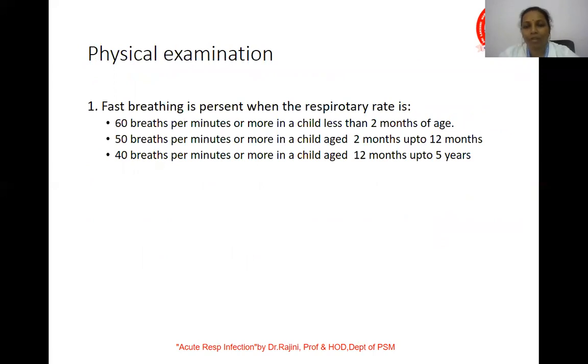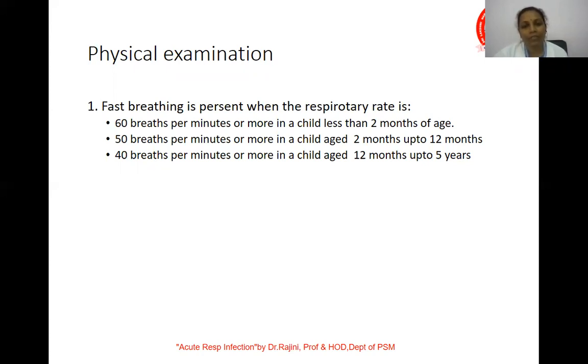Clinical assessment. How will you assess the patient? By doing the physical examination. Fast breathing is present when the respiratory rate is... So when do you say the patient is having fast breathing? It depends upon the age of the baby or the child. 60 breaths per minute or more in a child less than 2 months of age. If the child is more than 2 months and has more than 60 breaths per minute, then we call it pneumonia.